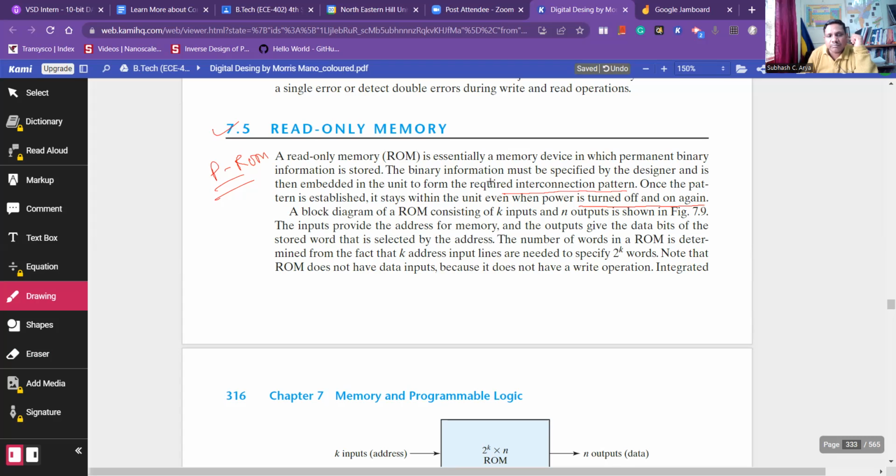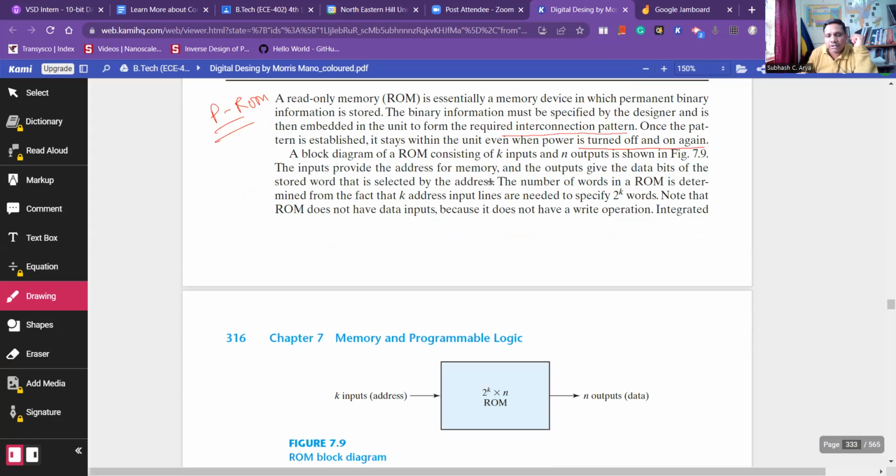Now coming to the block diagram of ROM, just to understand, because this was the first logic device as far as programmable logic devices are concerned. You can see PROM consists of k input lines and output lines, and the size of ROM can be determined as 2 to the power k, that is the input lines, multiplied by the number of output lines. So this is the specification. PROM consists of k inputs and outputs as shown in figure 7.9.